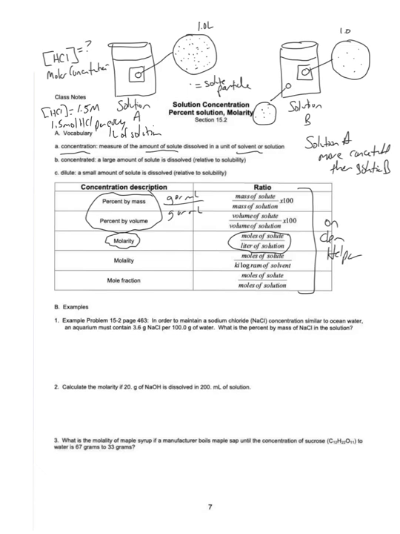Percent by mass is often used with dry goods. Okay, so when you're looking at the back of a package and it says percent of this, percent of that, that's usually percent by mass. And we've done this throughout the whole year. Percent by mass is the mass of the solute divided by the mass of the solution or the mixture. Okay, mass of the part over the mass of the whole times 100 mass percent.